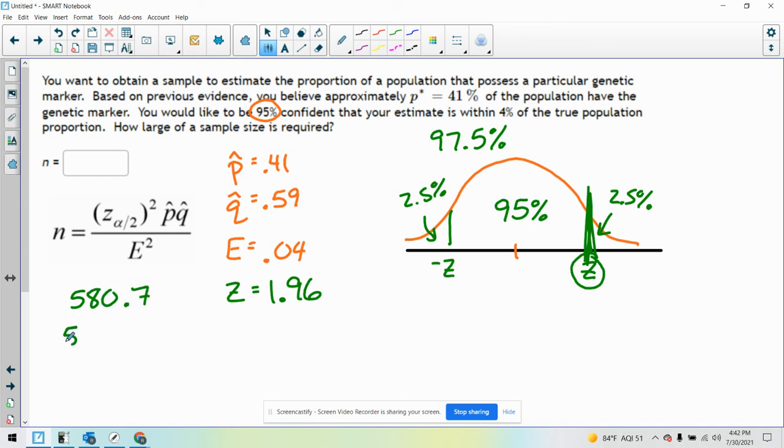Let's just say I got 580.3. Even if you got this, you would think, okay, I should round down because 3 is less than 5. But you want to make sure your sample is large enough. If I round down, it might not be large enough anymore. So no matter what decimal you get, as long as you get any decimal at all, you always round up to the next number. So this is going to be 581.